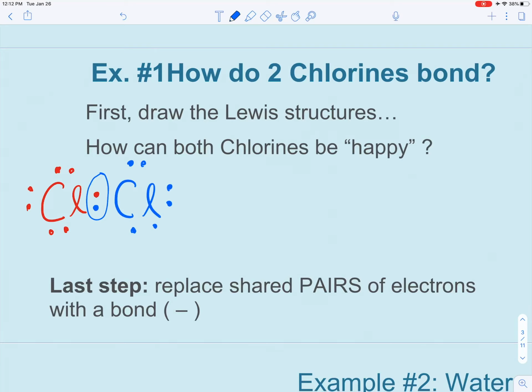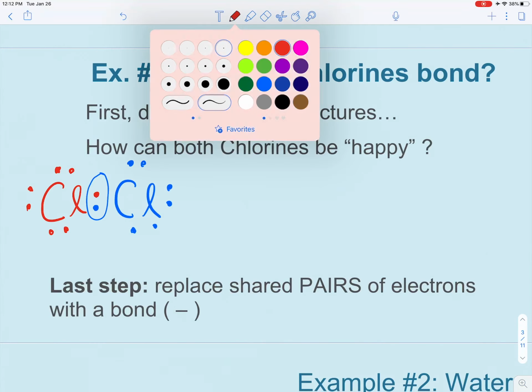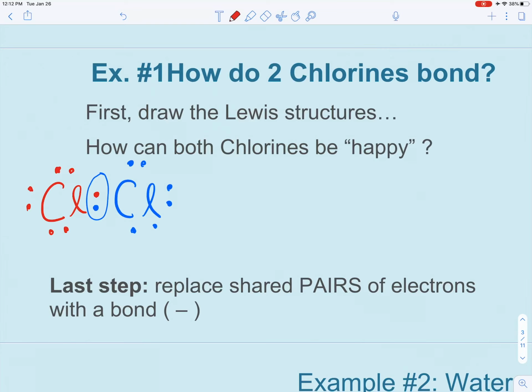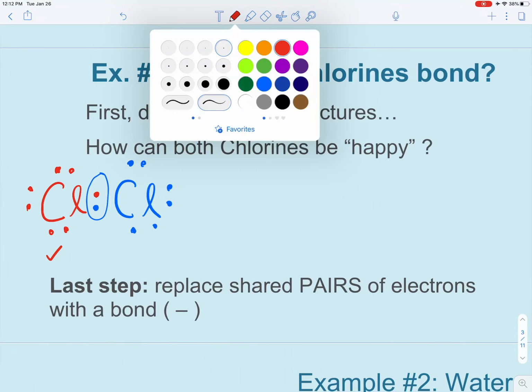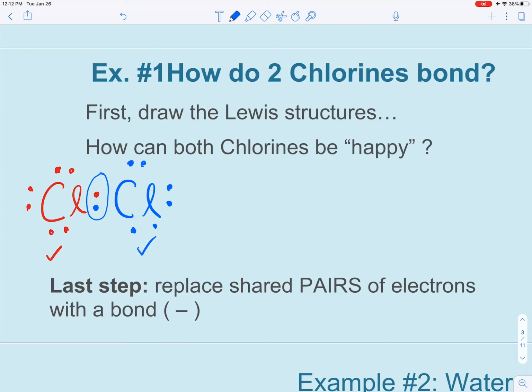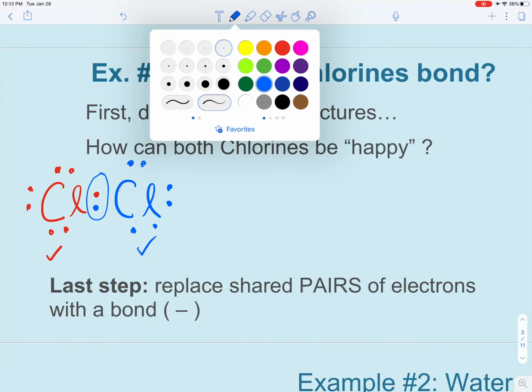So when we count all the valence electrons, we'll actually count a total of 8 for each atom. So 2, 4, 6, 8 for this chlorine. Remember, these 2 in the middle are shared. 2, 4, 6, 8 for this chlorine. And this way, both chlorines are happy. So they're going to be sharing those electrons.